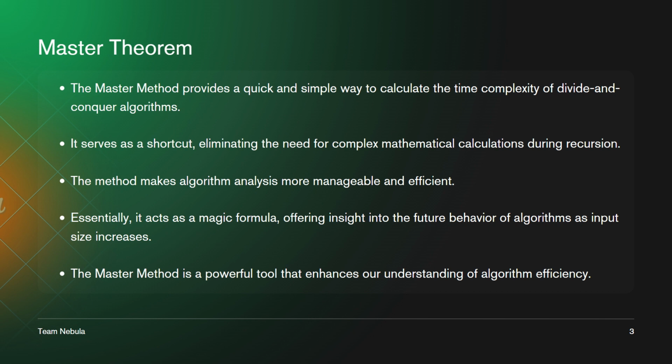So, how does this help us? Well, the master method offers us a simple and quick way to calculate the time complexity of our divide and conquer algorithms. It's like a shortcut that saves us from doing complex math every time we encounter a recursion. This method makes analyzing algorithms much more manageable. In summary, the master method is like a magical formula that lets us peek into the future and see how our divide and conquer algorithms will behave as the input size grows. It's a powerful tool that simplifies our work and helps us understand the efficiency of our algorithms much better.